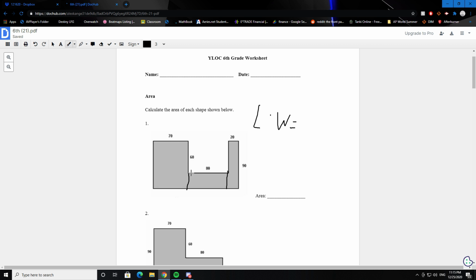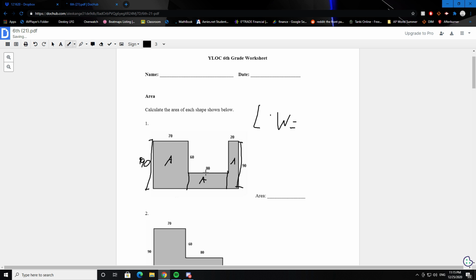So the way you find it out is, notice how this side is the same as this side. So you use the 90 and you put it over here. And then you use 90 times 70. And that's your area for this little box.